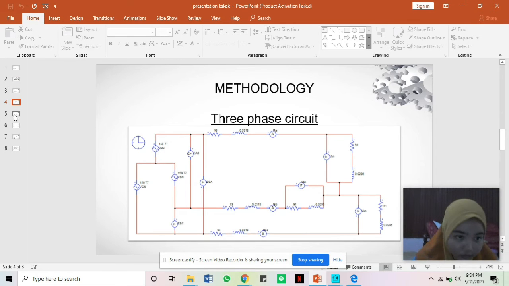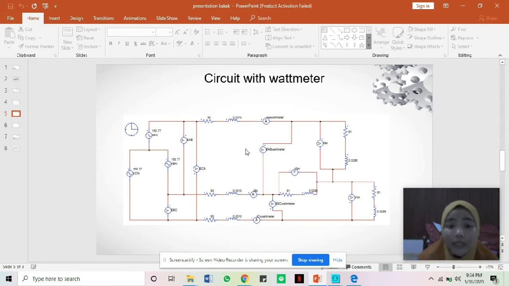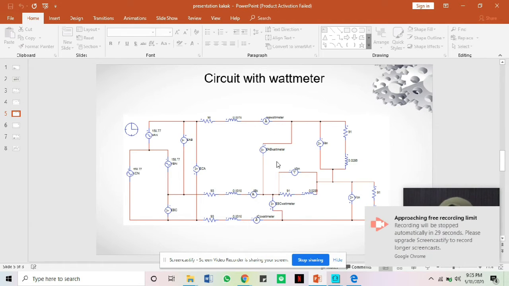So the next one is the circuit with wattmeter. As we know for a wattmeter, we add the ammeter and voltmeter in one square, which is here. This one and this one. That's why we call it 2 wattmeter, because there are 2 wattmeters. So in this circuit, we will calculate and measure the IA wattmeter, ICC wattmeter, EAB wattmeter, and EBC wattmeter.